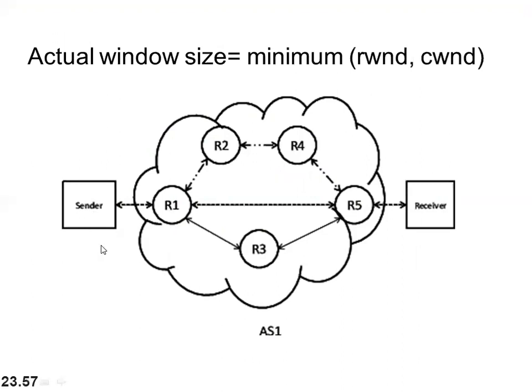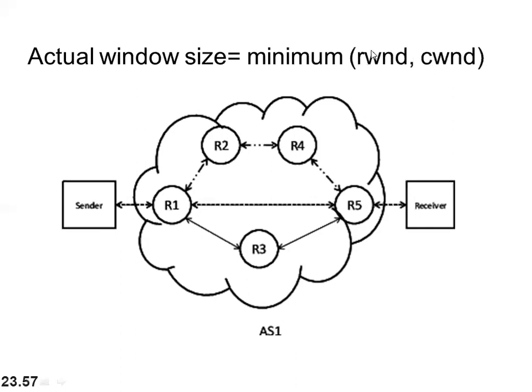Like in case of data link layer, sender used to decide about the size of the window, but in this case, though the window is acting in the sender TCP, the size of the window will be decided by the network as well as by the receiver. So here the size of the window is equal to the minimum of receiver's window size and congestion window size.